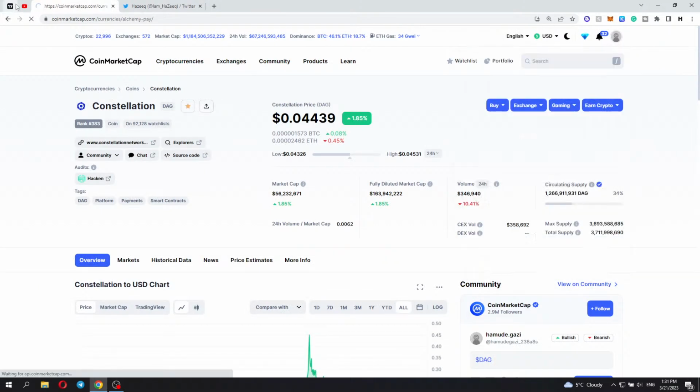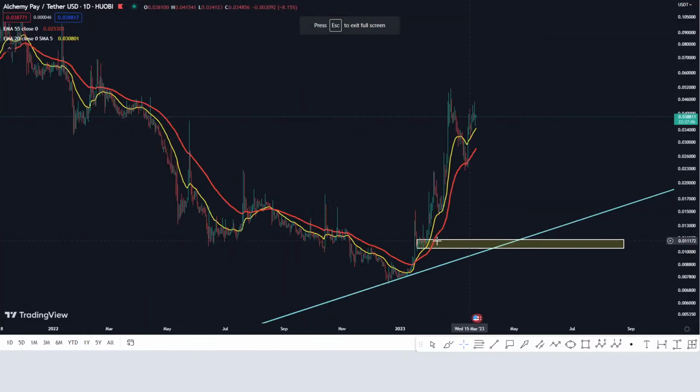Let's take a look. Alchemy Pay. This is a great project. I mean, it has a lot of partnerships coming in, and I think because of the Visa partnership, we saw a strong move to the upside.